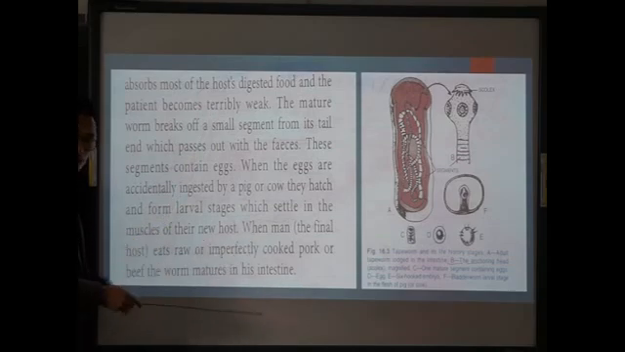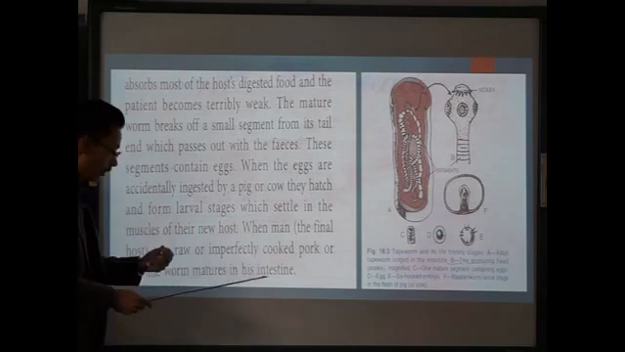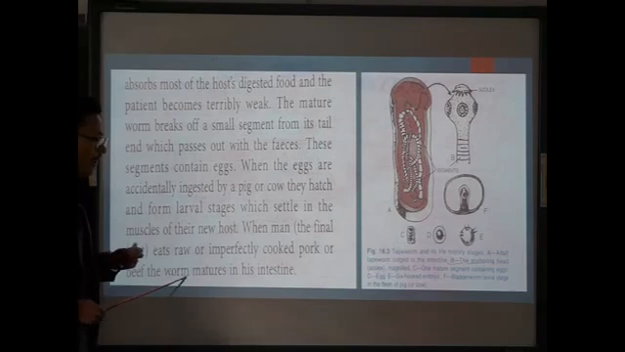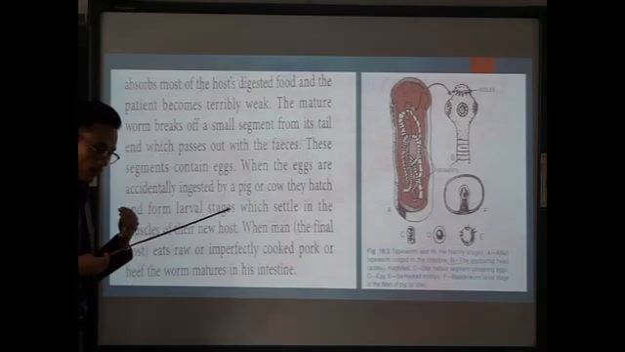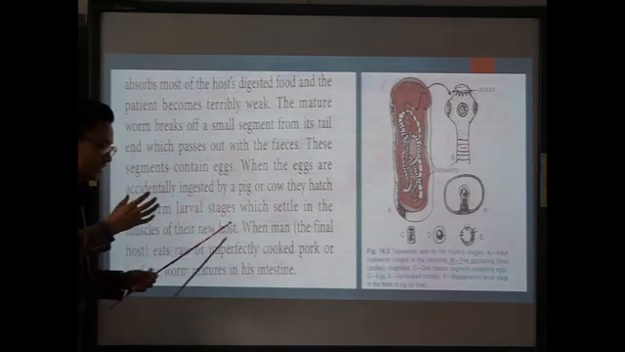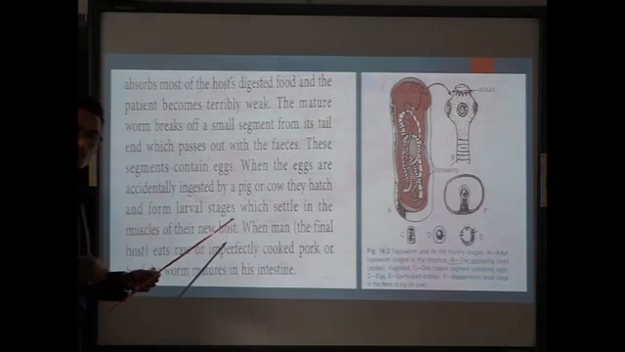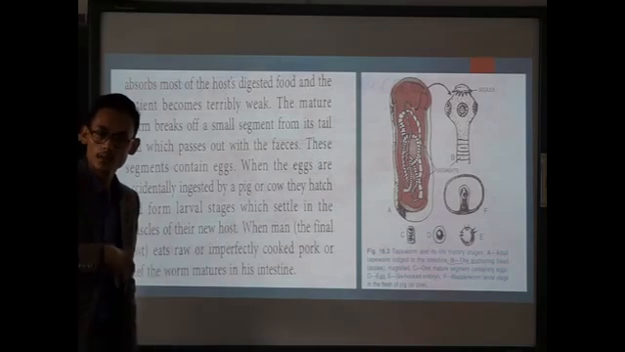Now, when humans, the final host, eat raw or imperfectly cooked pork or beef, the worm matures in the intestine. So when the human being, the final host of Taenia solium, eats raw meat which is not properly cooked, the larval stage along with the meat enters the body of the host, and that larval stage develops within the intestine of the host.